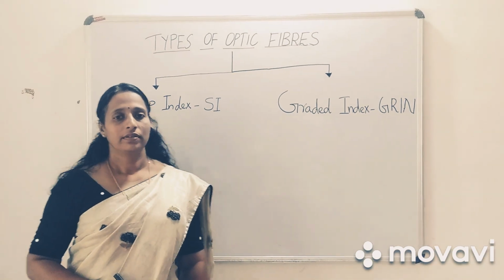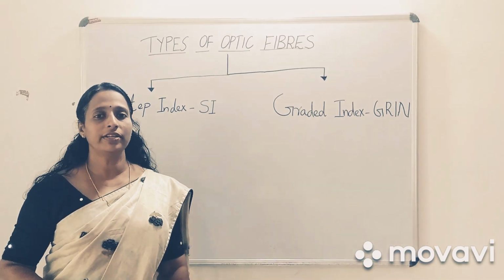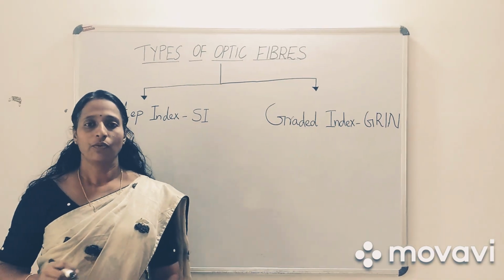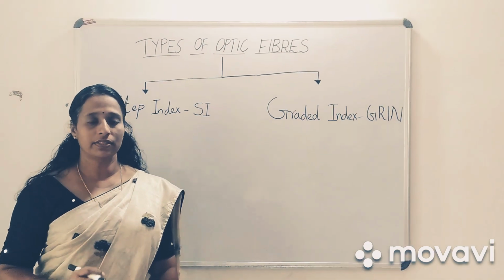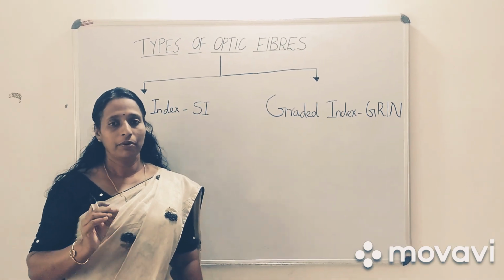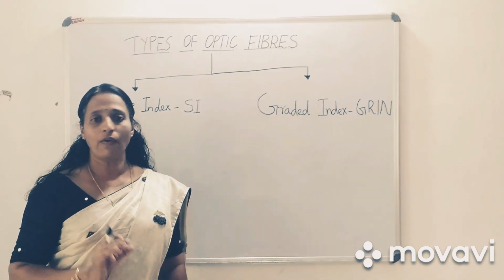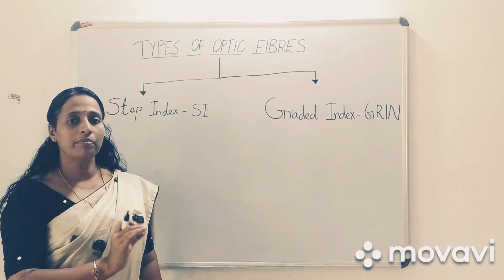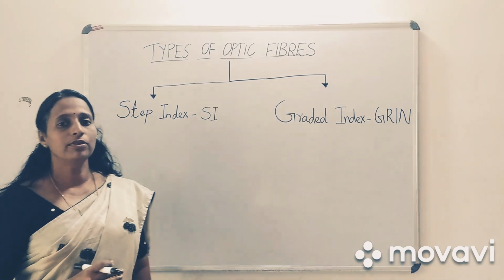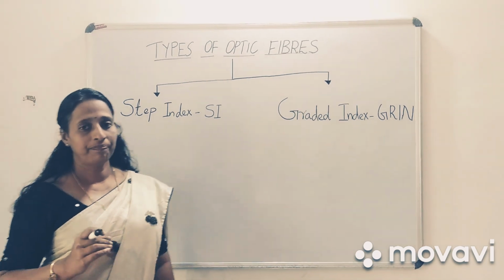Hi everyone. Today we can discuss different types of optic fibers. In the previous classes you had seen what is an optic fiber, its structure, working principle and numerical aperture. The optic fiber has three coaxial regions. The innermost region is called core. It is surrounded by cladding, and the outermost region is called sheath.